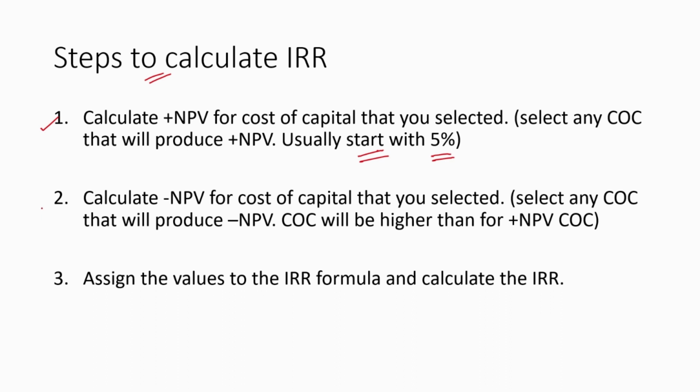The next step is to calculate a negative NPV for a cost of capital that you selected. Select any cost of capital that will produce a negative NPV. This cost of capital will be higher than the positive NPV cost of capital, which means if we select 5% for the positive NPV value, the cost of capital for the negative NPV will definitely be higher than 5%. You will understand these concepts when we do an example question. So the final step is to assign the values to the IRR formula and calculate the IRR.